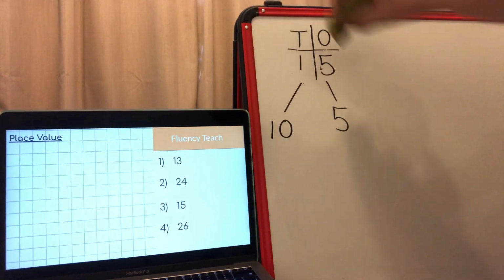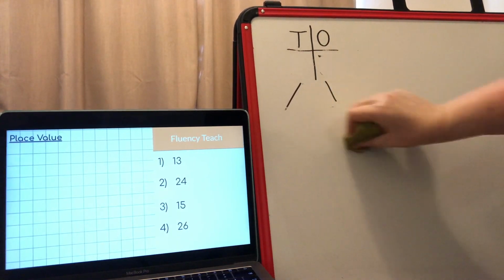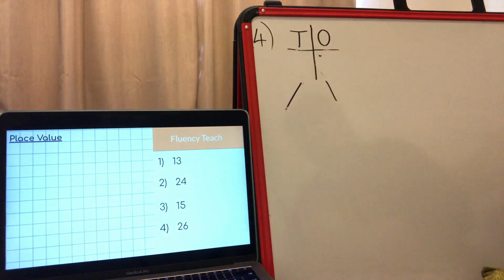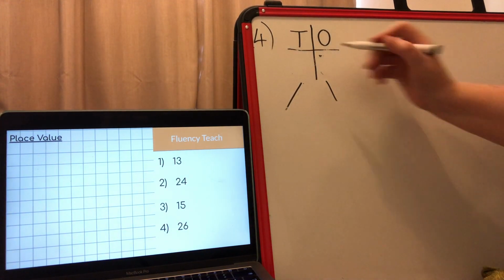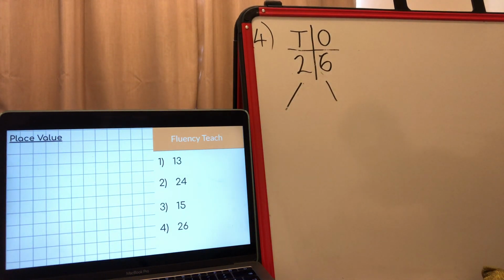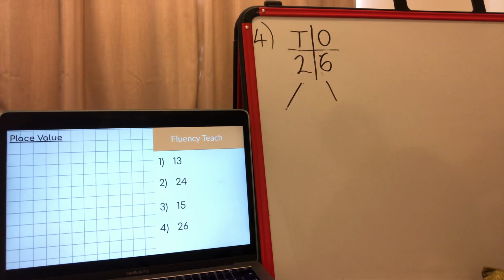Okay, and question 4. Hopefully I can rub out the right numbers. So let's put my number in my tens and ones place value grid. The 2 comes first and the 6 next for 26. How much do you think the 2 is worth? What's its value?